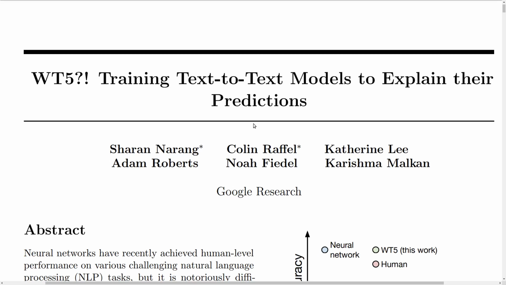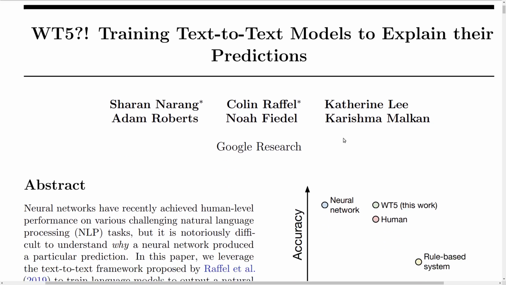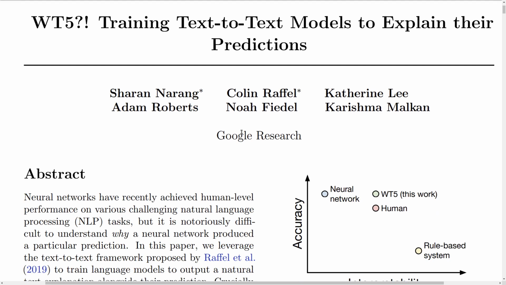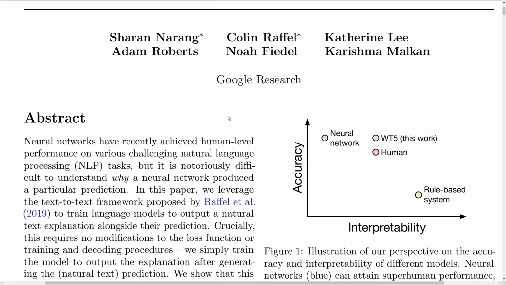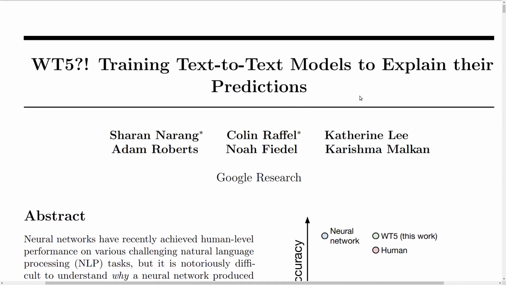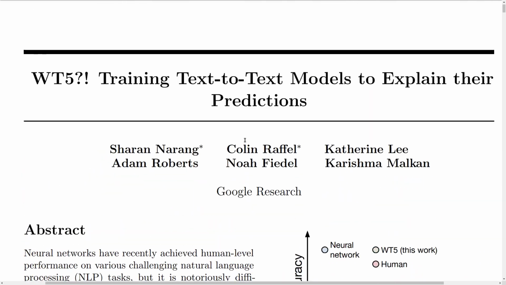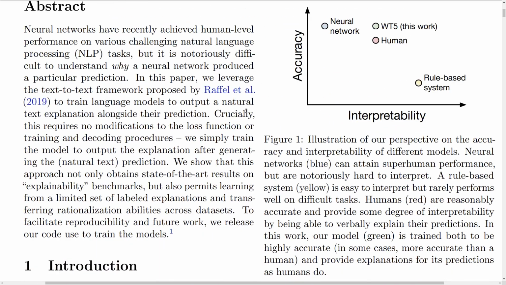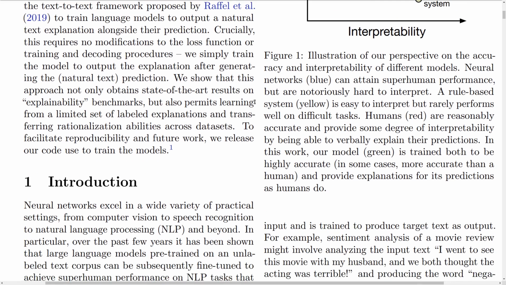Hey everyone, today we're looking at the paper WT5, Training Text-to-Text Models to Explain Their Predictions, by a bunch of authors from Google Research. This paper is about text-to-text generation models, and in particular about making them explain their predictions, as the title suggests.